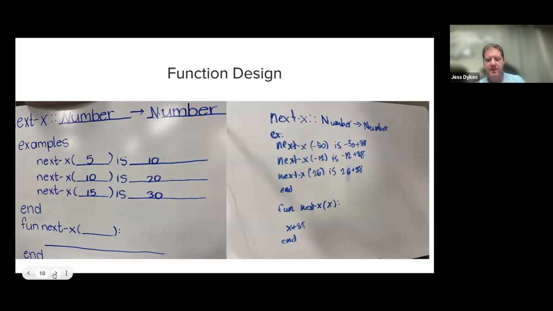But the other part of it is the purpose statement, which is that hashtag, which is how we do a comment. So you talk to the writer. So the human sees the function is going to take in current position, which I will represent as a number, and it will produce the next position, which will be represented as a number.